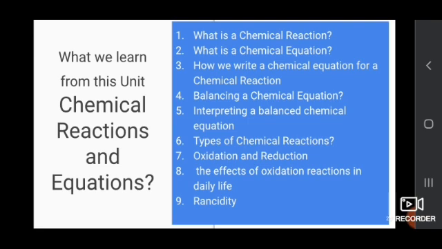Balancing a chemical reaction equation. Interpreting a balanced chemical equation. Types of chemical reactions: oxidation and reduction. The effects of oxidation reactions in our daily life. Finally, rancidity.